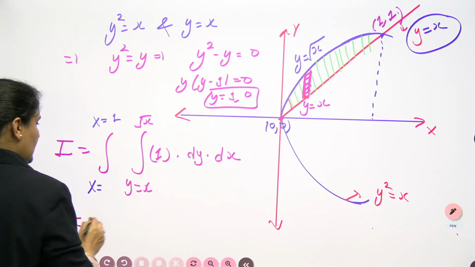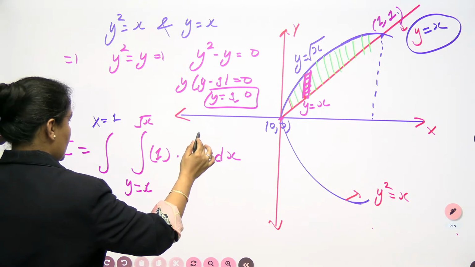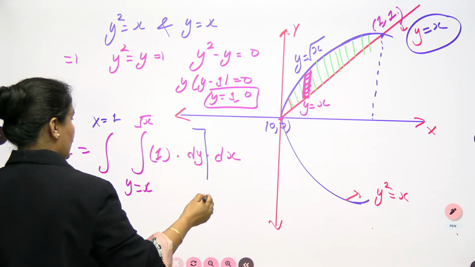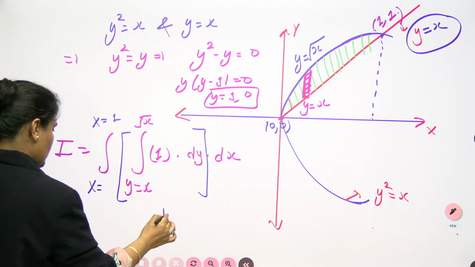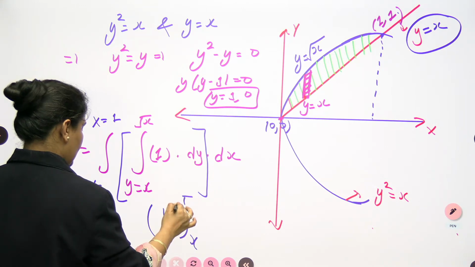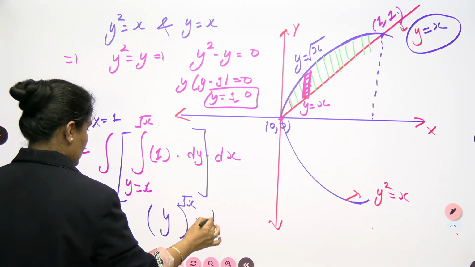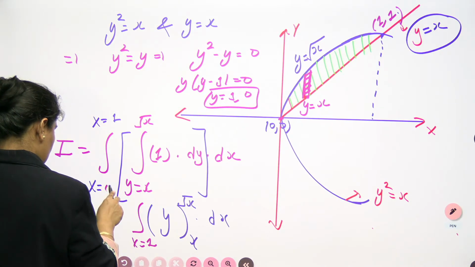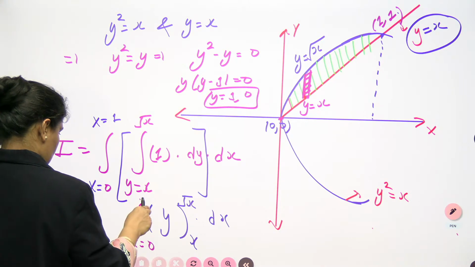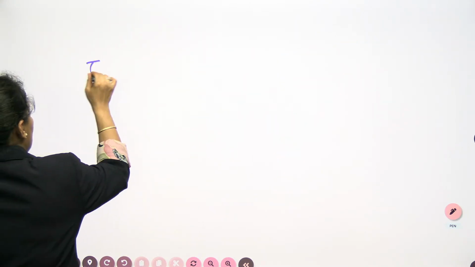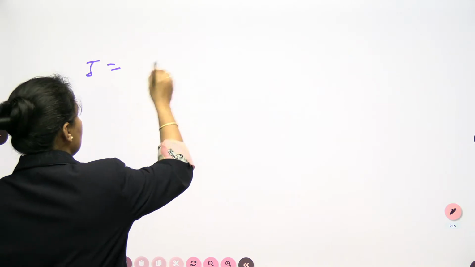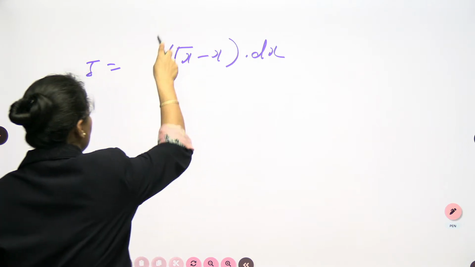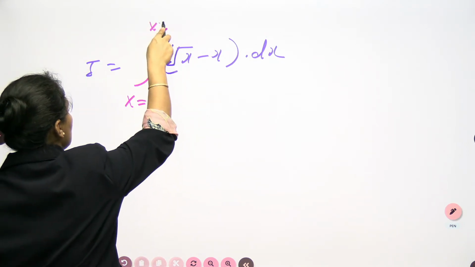So now let's solve it. As we have the limit of y, I will integrate with respect to y first. This will be y, with the limit x to root x, and for x the limit is 0 to 1. When I solve, the result is root x minus x. For this I need to integrate between x is equal to 0 and x is equal to 1.